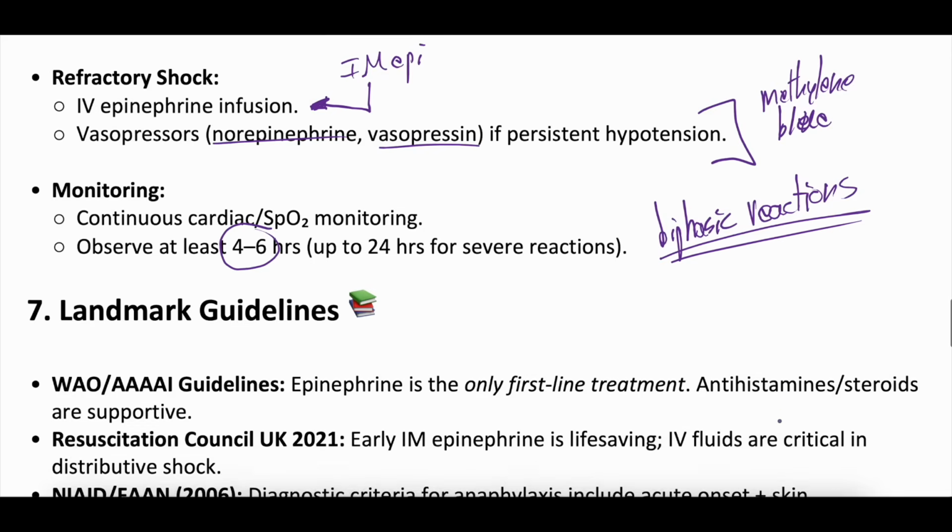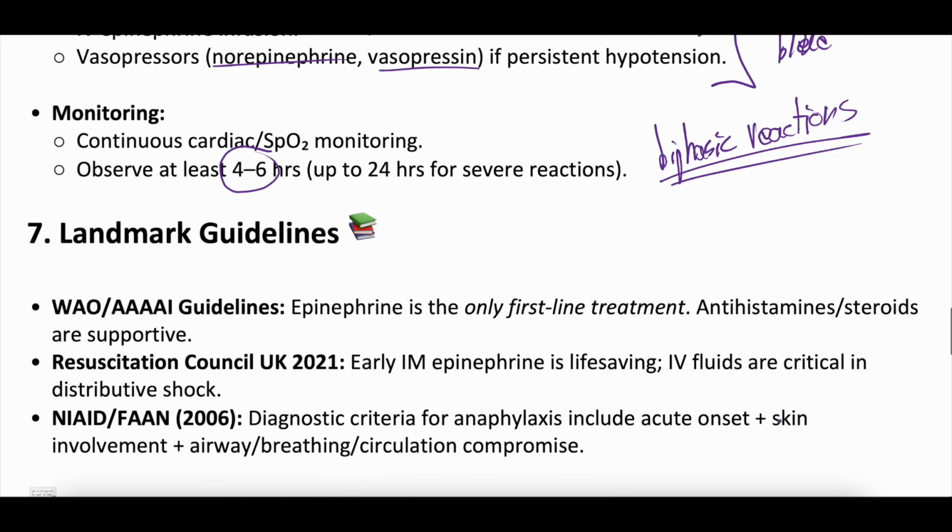All right, here's just some guideline stuff, because we're nerds and we like putting a little guideline stuff in here just if you want to digest it. Epinephrine is the only first-line treatment for anaphylaxis. Antihistamines and steroids are simply supportive. Early IM epinephrine saves lives. Fluids can be helpful. Diagnostic criteria for anaphylaxis is acute onset and then skin involvement, airway, breathing, circulation, or GI, okay? So again, just some stuff to ponder.